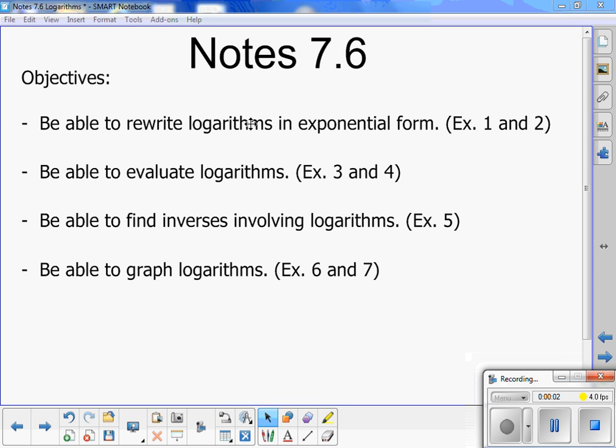All right, here's note 7.6 for my honors algebra 2 class. Going to go fast through this since we covered most of this stuff inside of class. First two examples are going to be rewriting logarithms in exponential form. Next two are going to be evaluating logarithms. Example 5 will be finding inverses, and examples 6 and 7 are graphing.